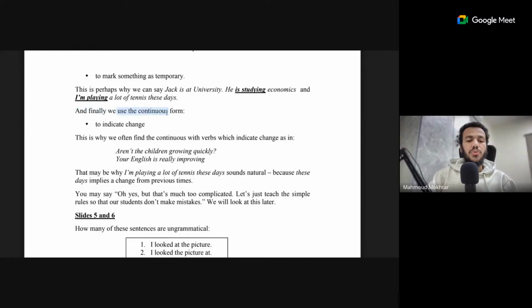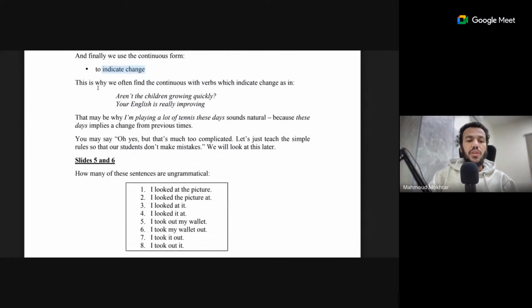And finally, we use the continuous form to indicate change. This is why we often find the continuous with verbs which indicate change, as in, aren't the children growing quickly? Your English is really improving. Okay. That may be why I am playing a lot of tennis these days sounds natural, because these days implies a change from previous times.